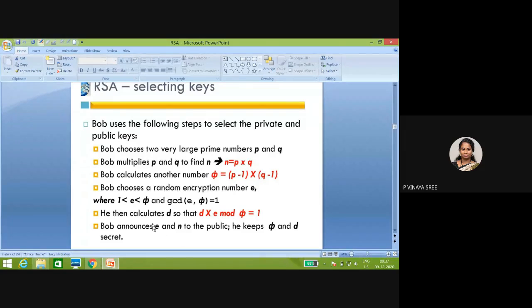Just now I said that along with the public key, Bob will also share N to the public. He keeps which one secure? The private key must be secure. D is the private key, and he also keeps the phi of N value secure. So he keeps phi of N and D secure, and E and N are public. Means there will be a central directory or some register. In that register, Bob announces: this is my public key and this is the N value, so that whoever wants to communicate with me can use this public key and N value for encryption, and I will use my private key D for decryption.